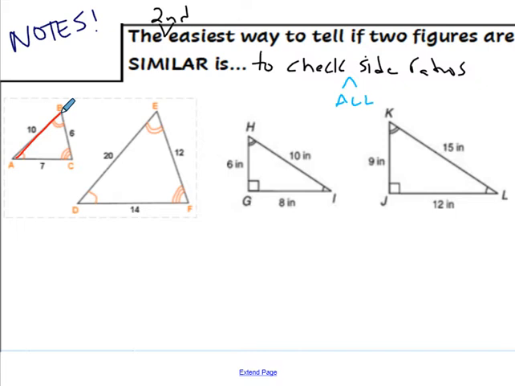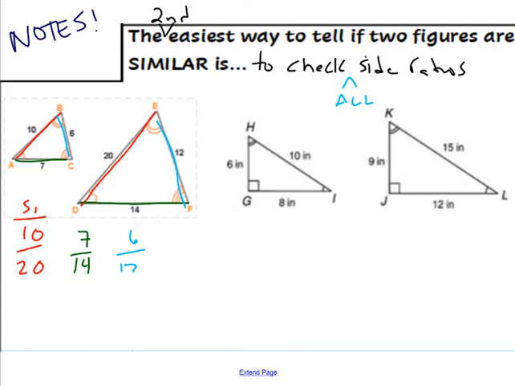Now 10 over 20 establishes a small triangle over big triangle ratio, and so I have to check that against 7 over 14. And then lastly, the sides between the 2 mark and 3 mark angles would be 6 over 12. Now grabbing a calculator or doing this in your head, 10 over 20 gives you the ratio value of 0.5. For side 2, 7 over 14 is also going to be 0.5. And then for side 3, because we had to check all 3 sides, 6 over 12 is also going to be 0.5.